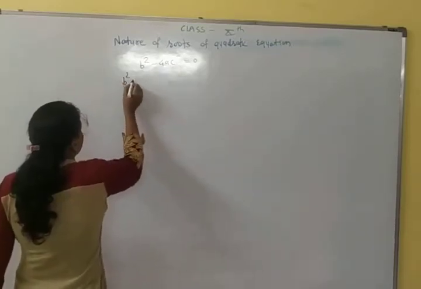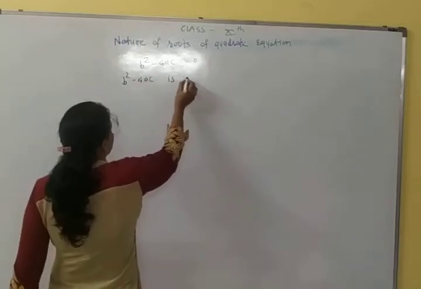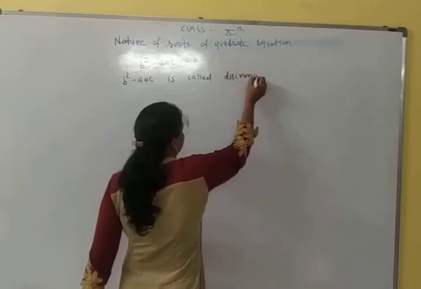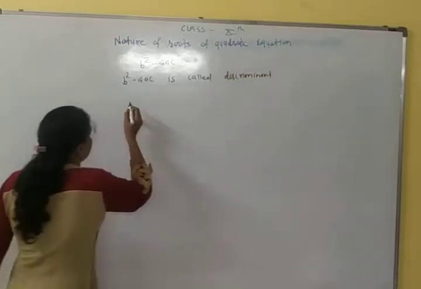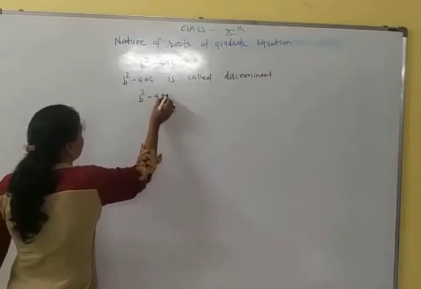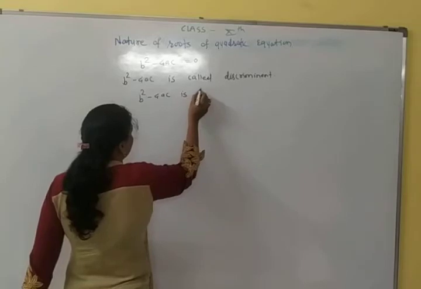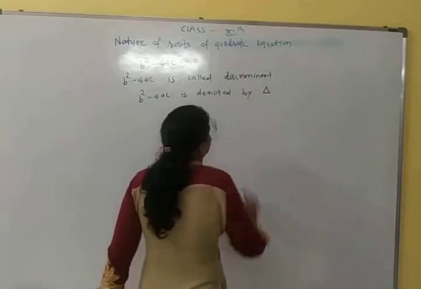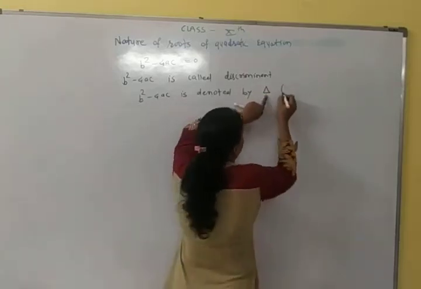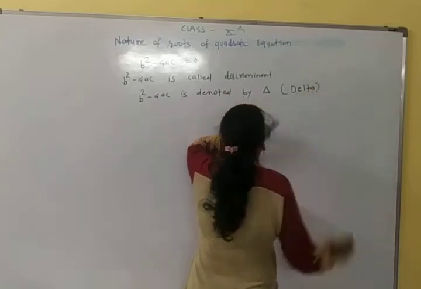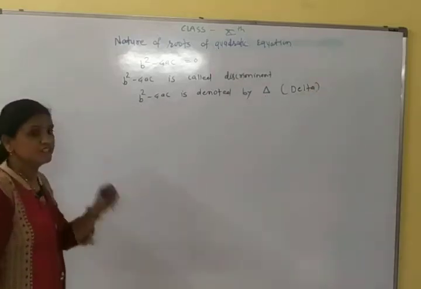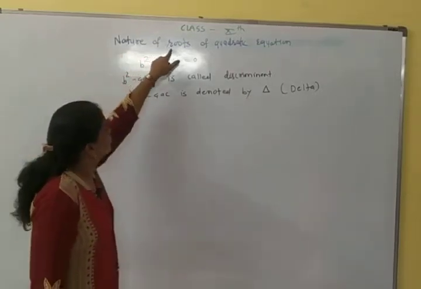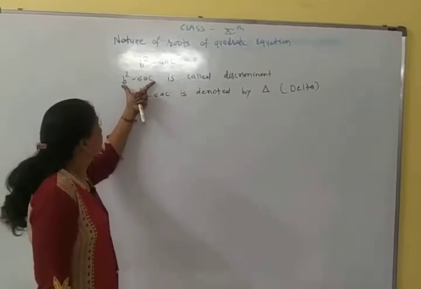b square minus 4ac is called discriminant, and it is denoted by delta. Okay, b square minus 4ac means discriminant, denoted by delta. We have to find the nature of roots by this delta, by this discriminant.